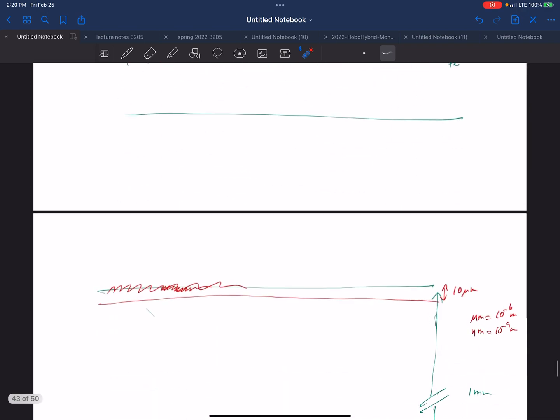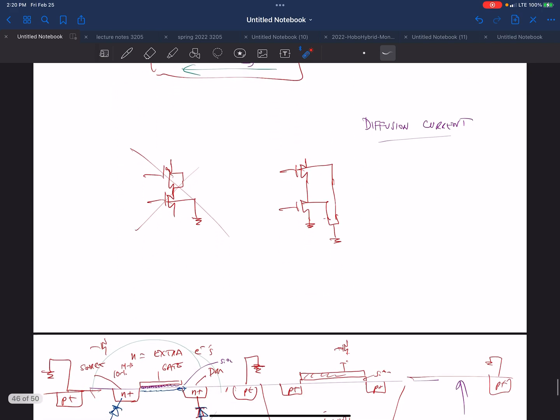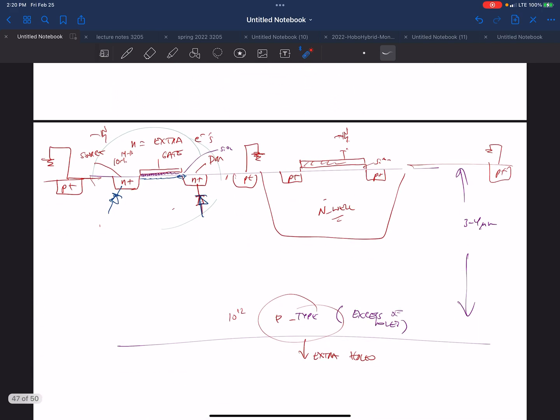So by the way, you make this connection to your N well, you drop an N plus here, inside your well. Okay? And I can connect this up to VDD. That's how it's done.